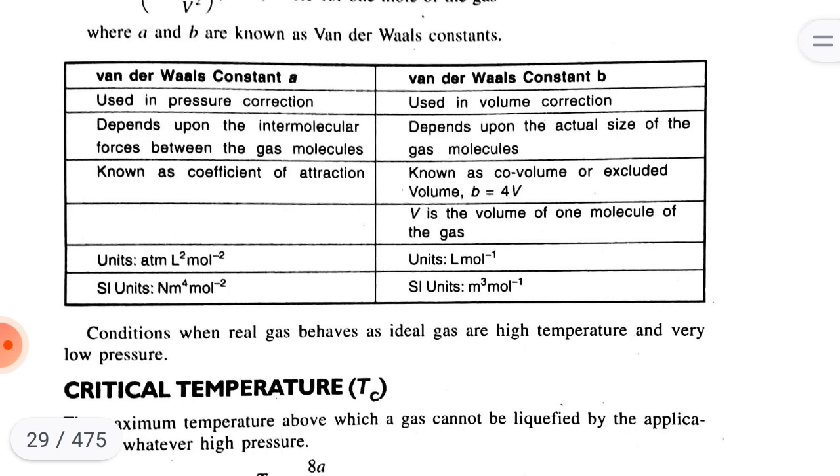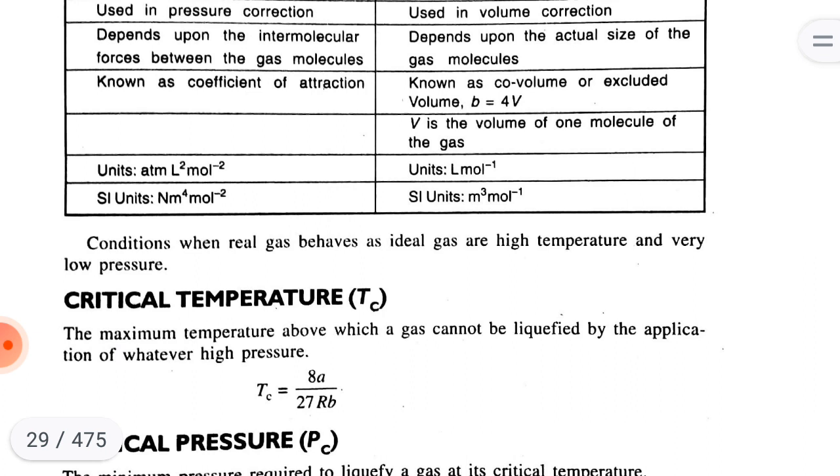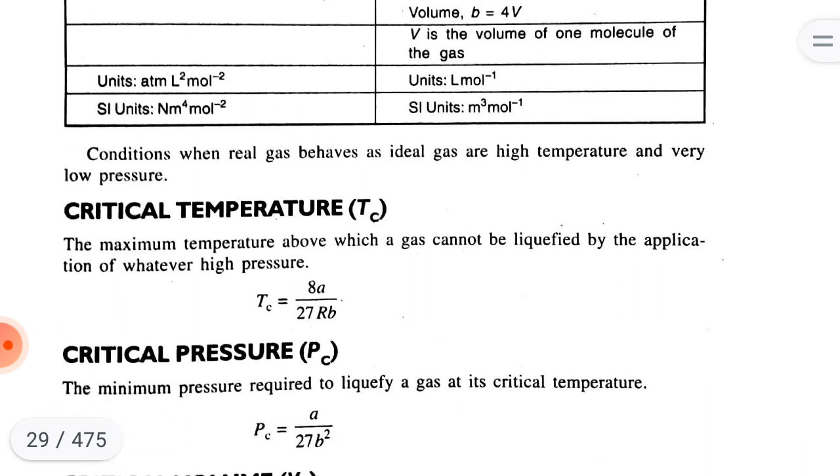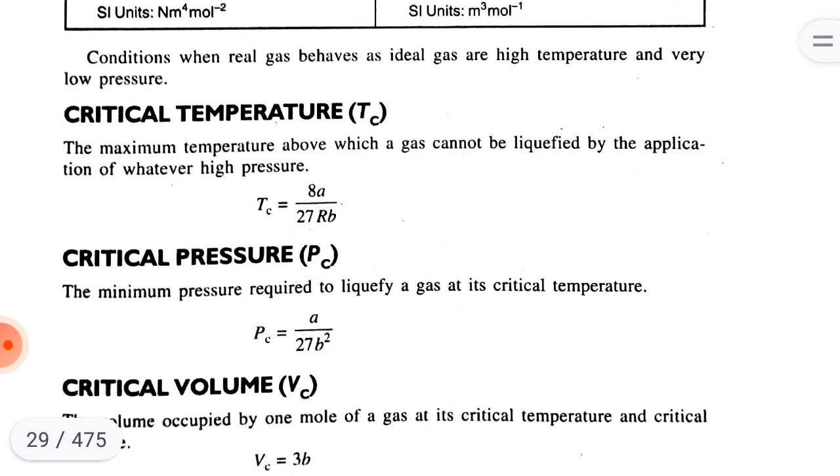Unit of Van der Waals constant a is atmosphere L square per mole square. Unit of Van der Waals constant b is liter per mole. SI unit of constant a is N m to the power 4 per mole square, that is N m^4 mol^-2. SI unit of constant b is m cube per mole. Conditions when a real gas behaves as an ideal gas are high temperature and very low pressure.